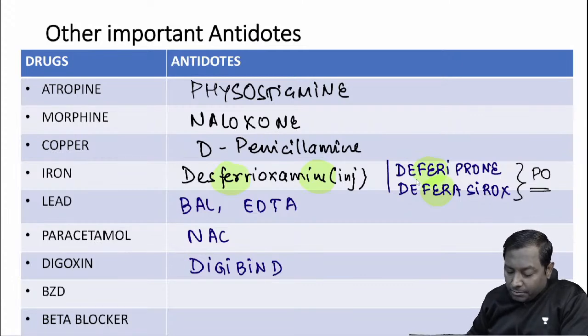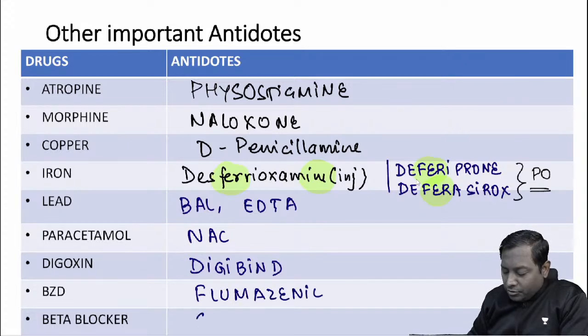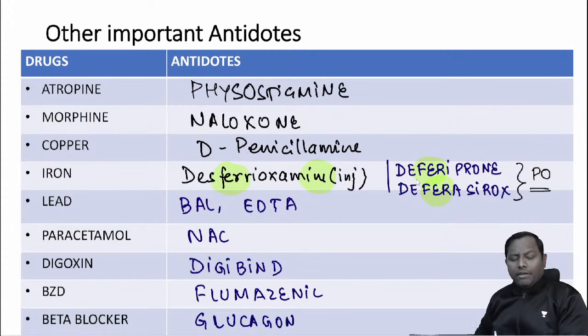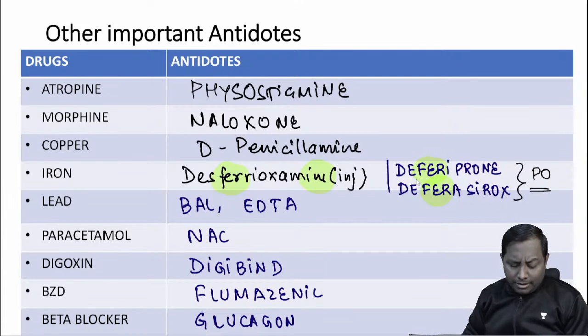Benzodiazepine ke liye kya use kar sakte hain? Flumazenil. And beta blocker ke liye we can use glucagon. So many of the antidotes that we have, one question from antidotes is definitely going to be asked, right?